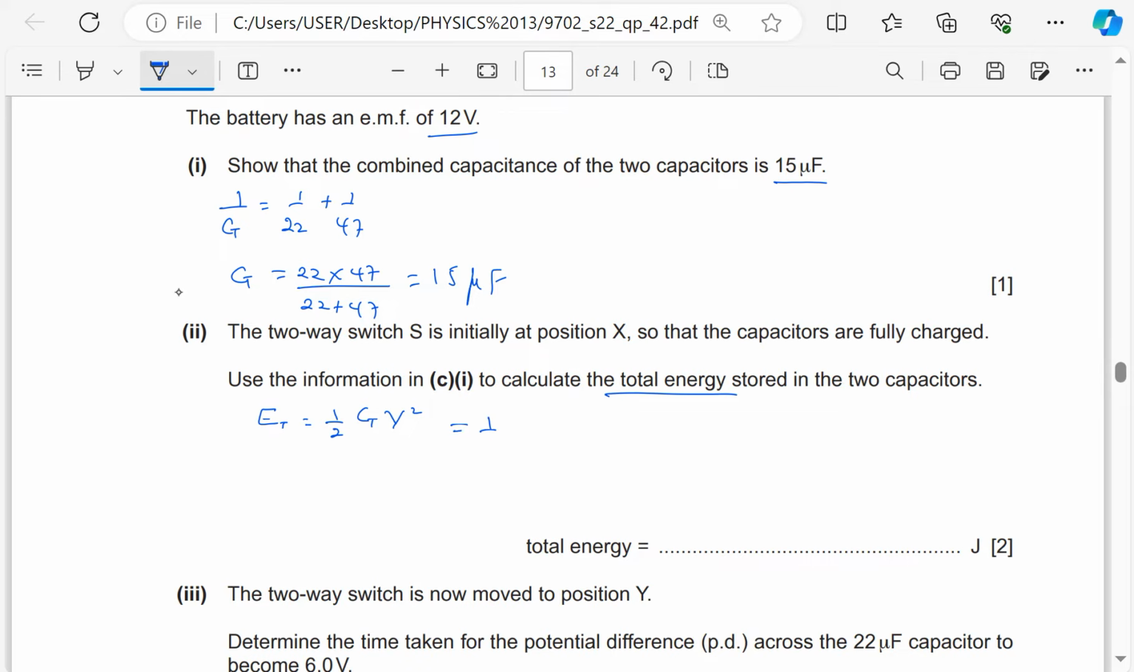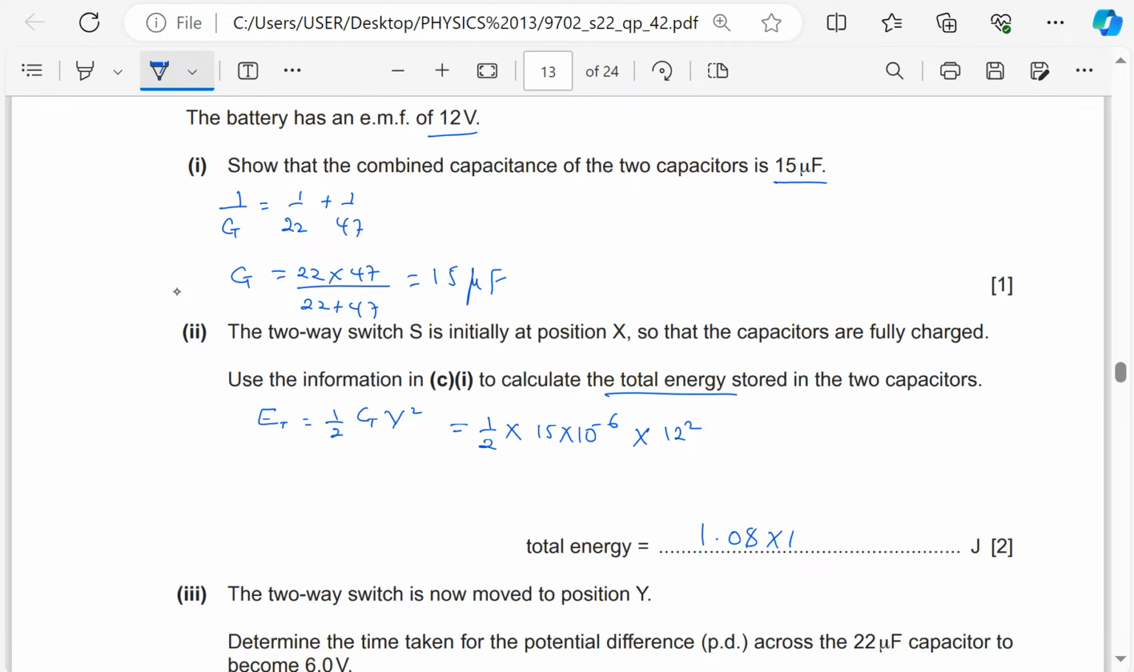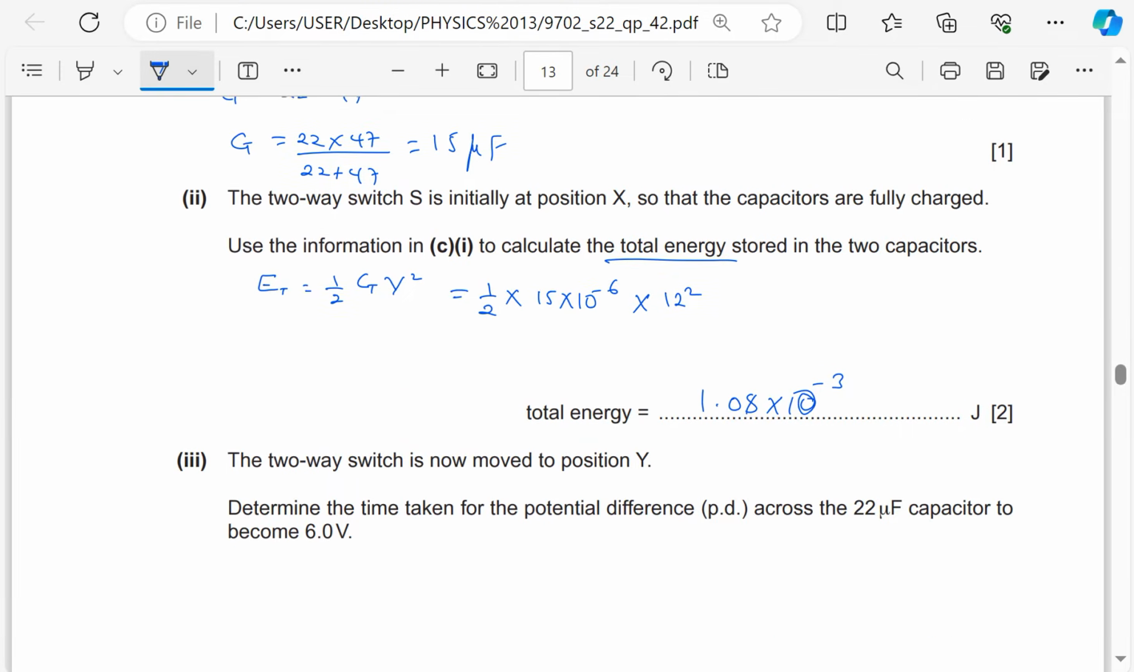So this is going to be a half times total capacitance, which is 15 microfarads. That is 15 times 10 to the power of minus 6. Then times the PD across the capacitors, which is 12 volts squared. So 0.5 times 15 exponent minus 6, then times 12 squared. So this is 1.08 times 10 to the power of minus 3. Okay, so that is the total energy.